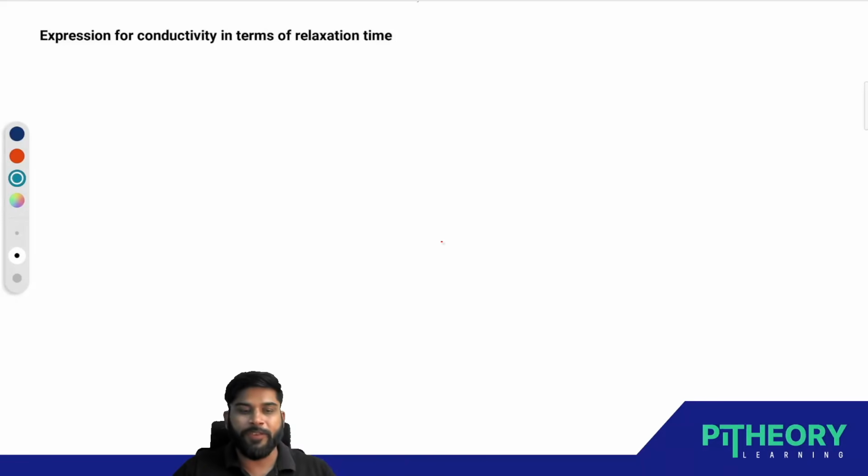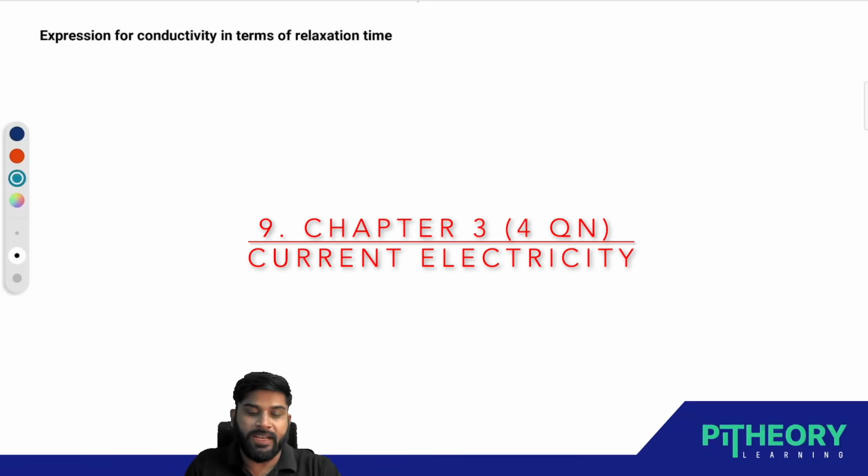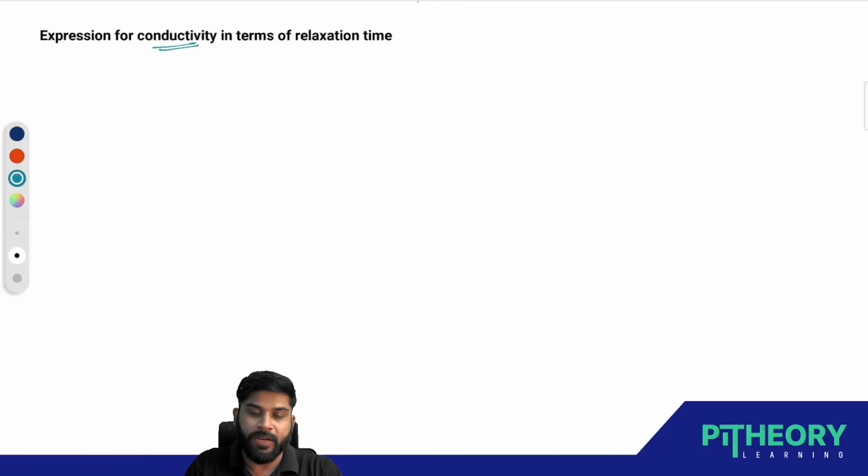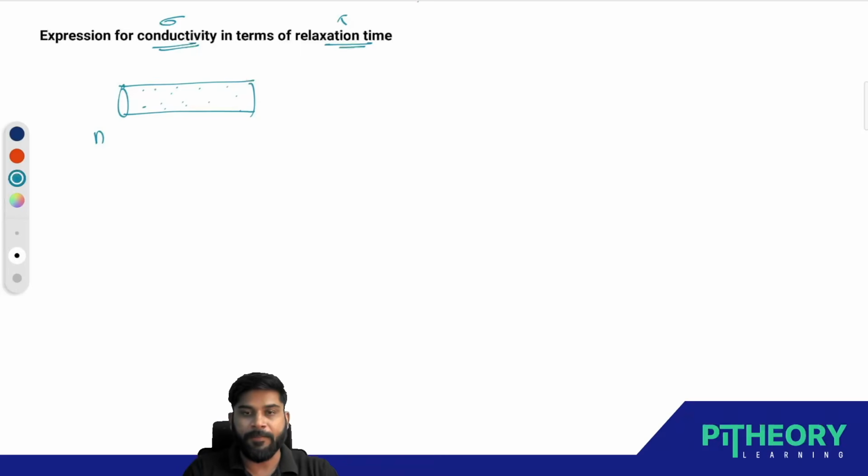All right, here we go for the next question. The expression for conductivity. We are deriving an expression for conductivity in terms of relaxation time. The conductivity sigma and the relaxation time tau. What is the relation? So for this, let's consider a conductor, having electrons within it whose number density is n. Let's say the area of cross section of the conductor is A, length is L.